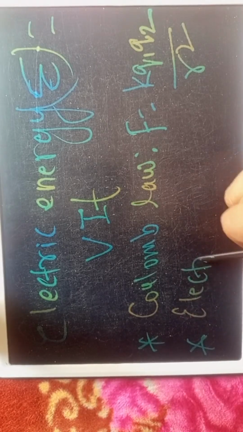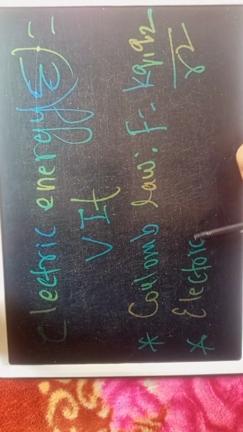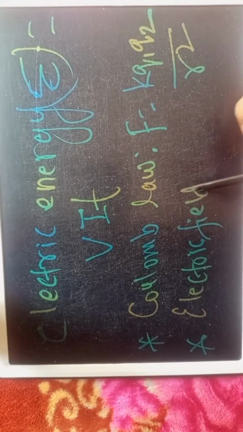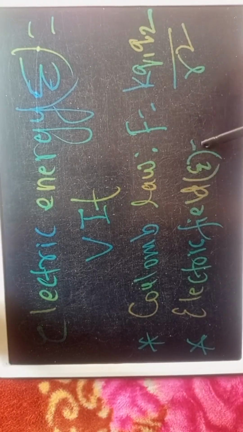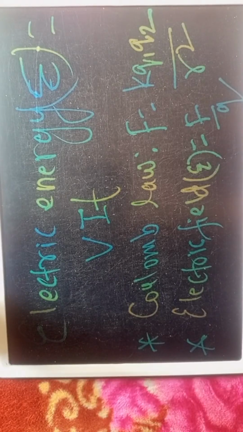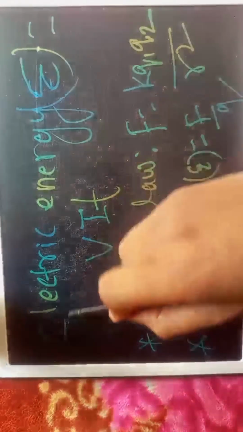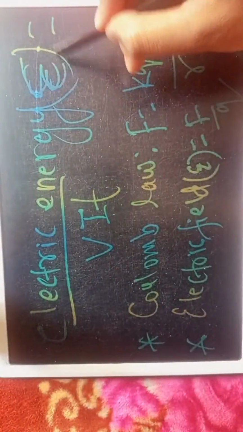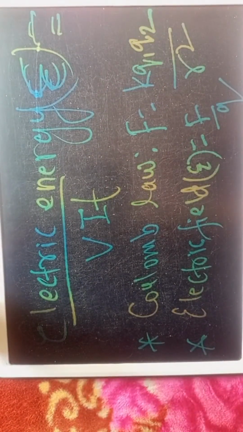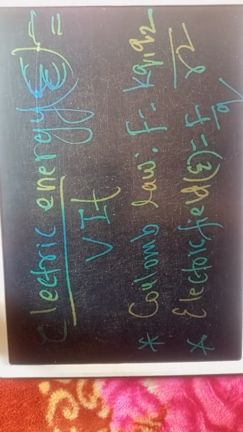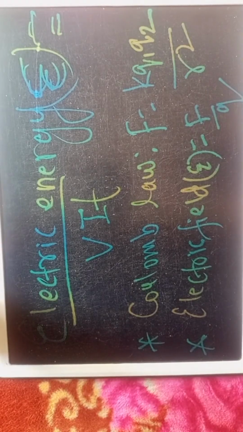Electric field, very important for class 11 entrance. Electric field E is equal to F by Q. First you have to read electric energy, E is equal to VIT. Coulomb law, F is equal to K Q1 into Q2 by R square. R means radius square or distance square. Electric field E is equal to F by Q, force by Q, where Q means charge.